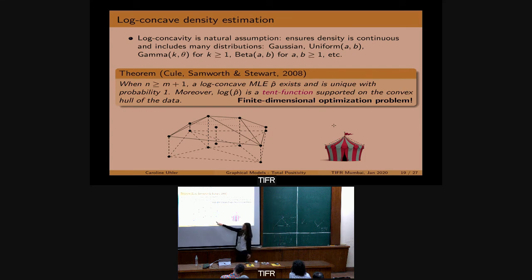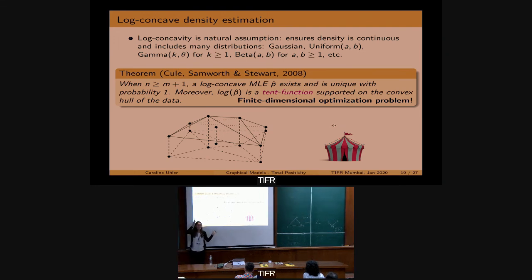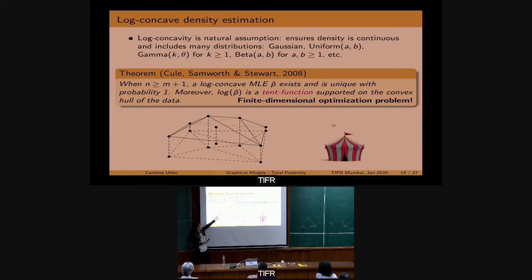And they showed that it can be computed as a finite dimensional optimization problem, because the MLE is always a tent function. So these are my samples, this is in R2, and this is the density. They showed that it's always a tent function with tent poles at the samples. So instead of optimizing over all density functions, I'm just optimizing over tent functions with tent poles at the samples, and I have a finite dimensional optimization problem where the dimension is given by the number of samples, because I'm just optimizing over these tent pole heights.